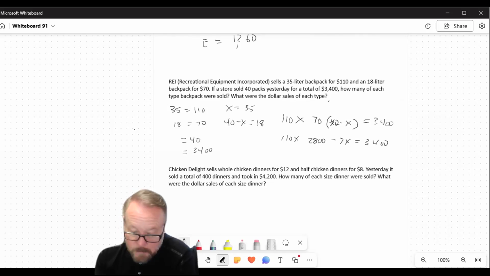And now I'm going to merge my x's together. So now we got 40x, because we took 110 minus 70. That is going to be added. I forgot there was an add here. 2,800 equals 3,400. I'm going to move the 2,800 over.